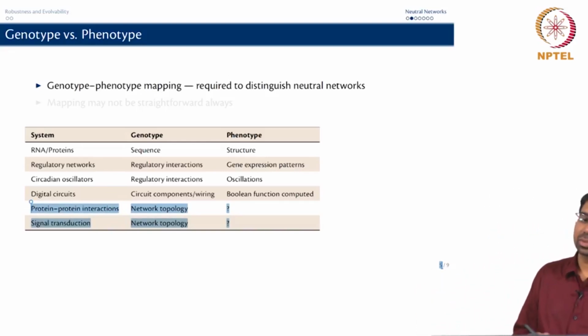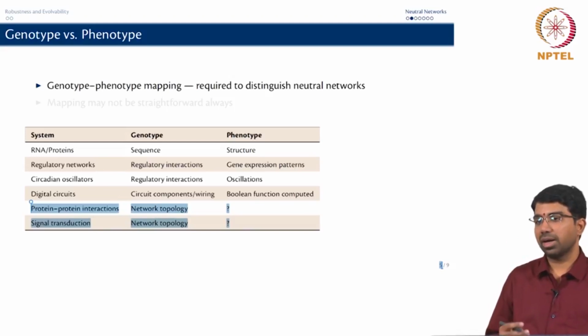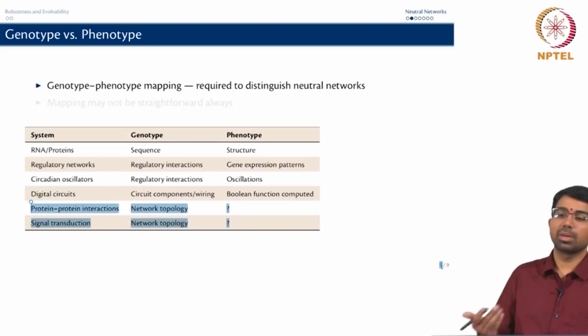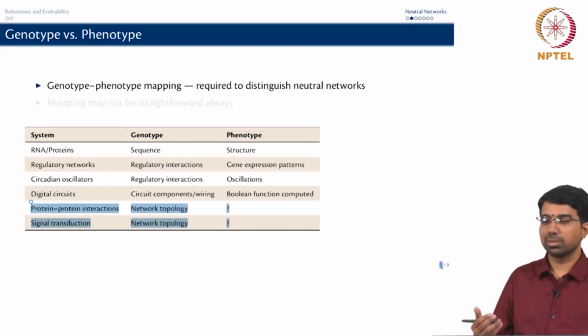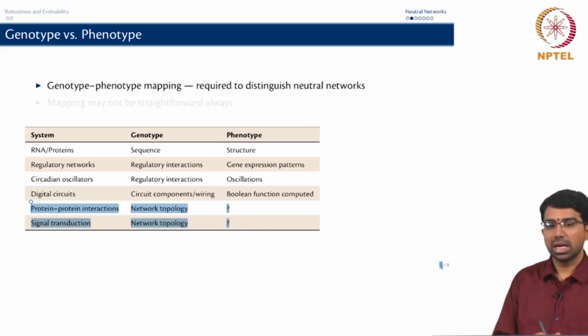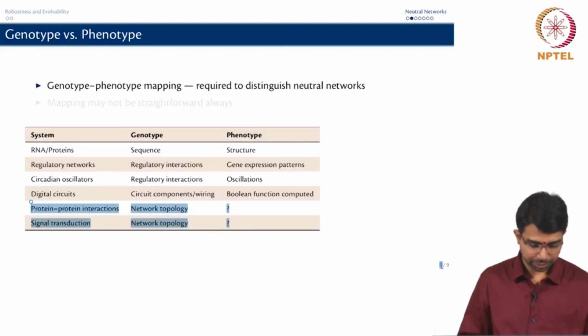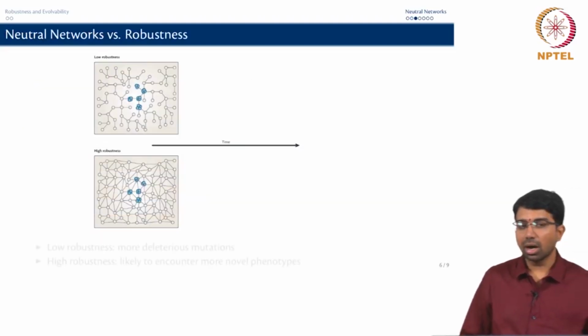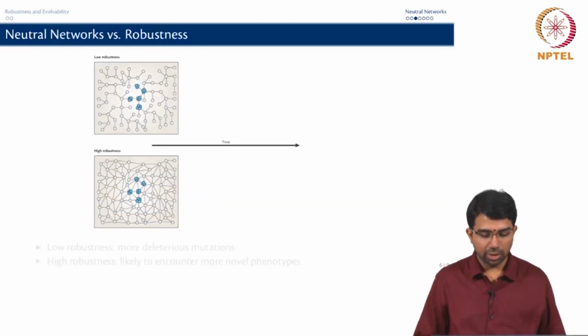To add to this, one can imagine metabolic networks where the presence or absence of reactions or genes can be construed as the genotype, and phenotype can be computed using flux balance analysis, right. You can just do an FBA simulation to see if the organism grows or not and use it as a phenotype. So, this mapping may not be straightforward always, it could be a little tricky. So, let us look at how neutral networks play a role for robustness.